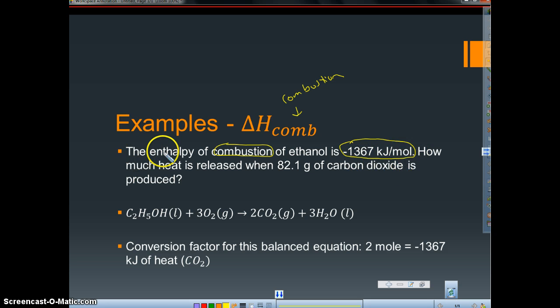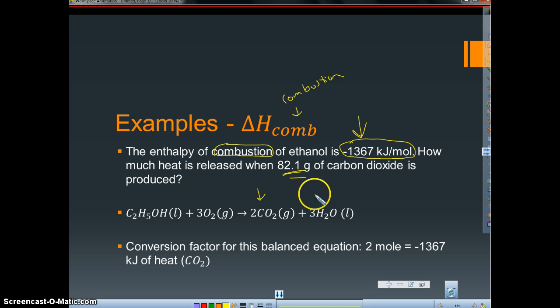All right, how much heat is released from this particular reaction when 82.1 grams of carbon dioxide is produced? So I know I have a gram number. That's what I need. I need something in grams or at least moles, but usually we'll get it in grams. How much energy is given off when I have this much carbon dioxide? So this is what I'm starting with, and here's the piece of information I need to incorporate.